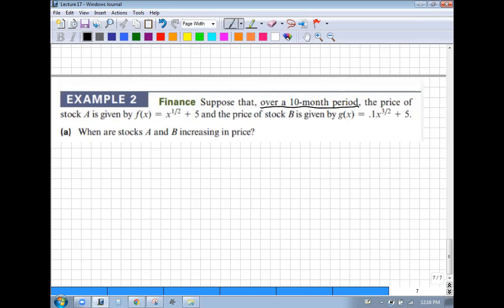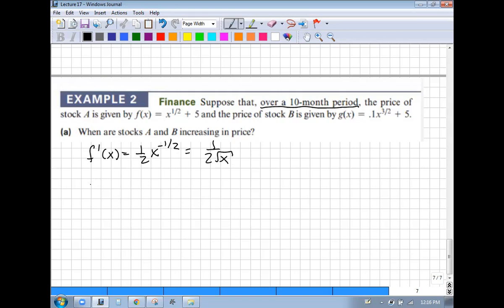Since they said it's a 10-month period, I'm assuming that they should explicitly say these things when we set up the problem. But when are these stocks increasing? Well, they're increasing when the derivative is positive, right? So let's find f prime. This would just be 1/2 x to the minus 1/2. And we could write that if we wanted to, like this.